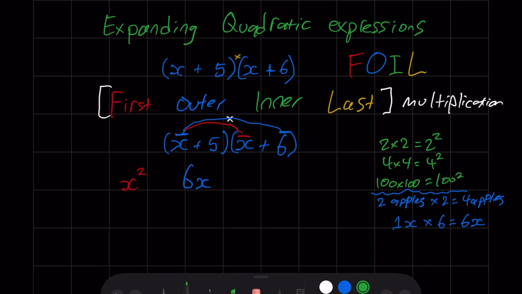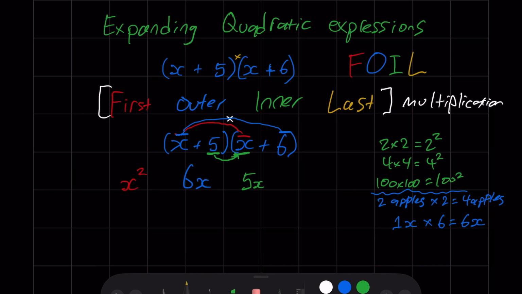The next one is inner. So this means that we take our inner term in our first bracket and we multiply it with our inner term in our next bracket. So our inner term in our first bracket is 5 and our inner term in our second bracket is x. 5 times x is 5x. Remember, we are always multiplying.